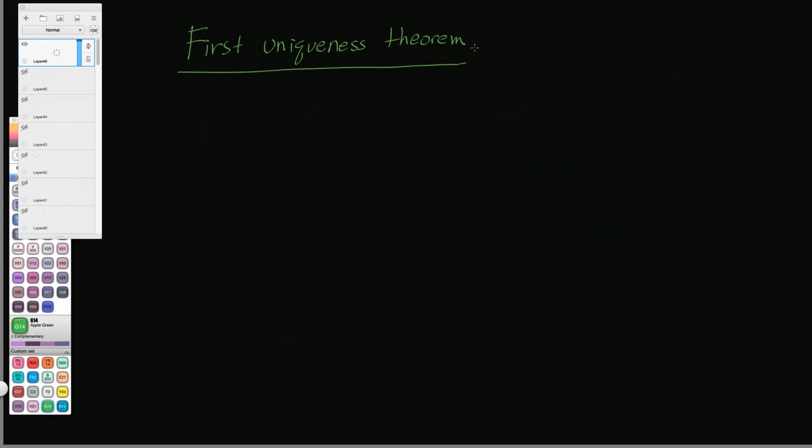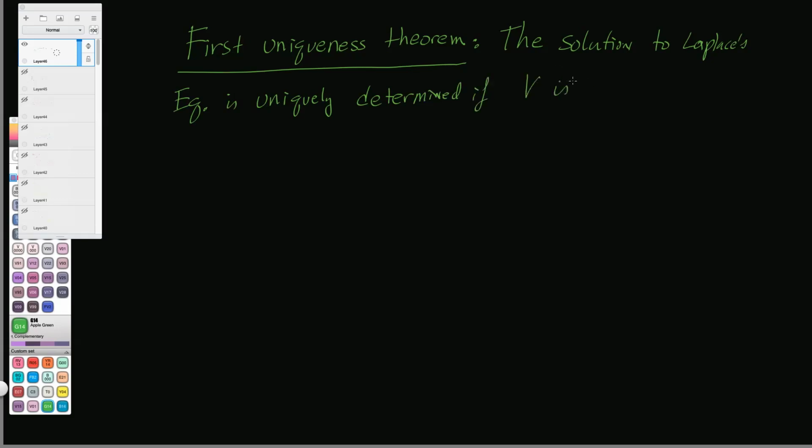Okay, and this says the solution to Laplace's equation is uniquely determined if V is specified on the boundaries of the problem.